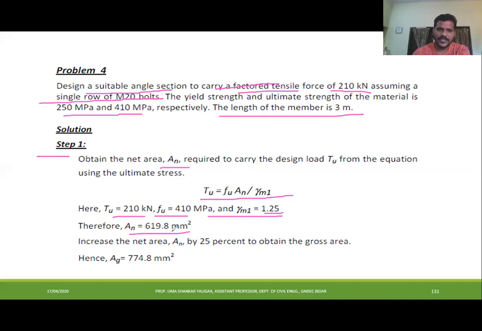This net area you have to increase by 25%, so multiply this value by 1.25. You will get the increased area as 774.8 mm square.